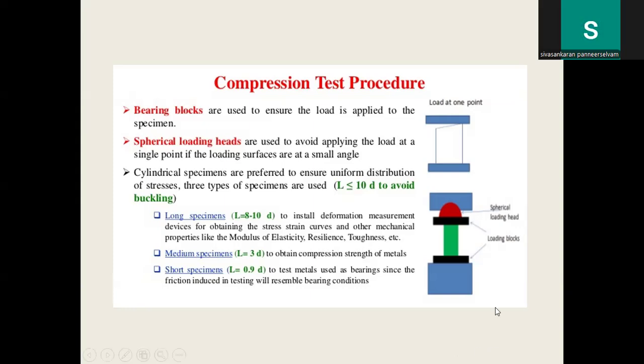And these are some of the dimensions for different specimens, L/D ratio. For a long specimen, we can give an 8 to 10 L/D ratio. For a medium size specimen, it can be an L/D of 3 to obtain the compressive strength of metals. And for a short specimen, the L/D ratio is restricted to 0.9, in order to measure the bearing strength as well as the friction between the two loading heads.